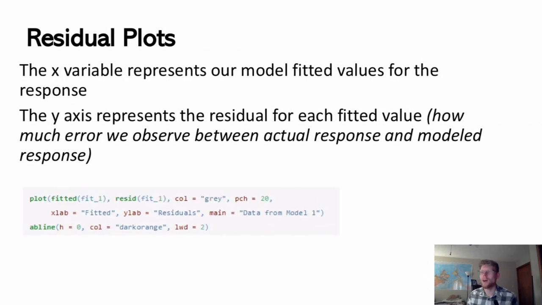So one common visualization method is a residual plot. Regardless of how many predictors I have, I can always look at the distribution of my residuals on a residual plot. What I would do here is plot my fitted values on the x-axis and my residual values on the y-axis, and then draw a horizontal line at h equals 0 to represent residuals equals 0, and I want to see how the residuals are distributed about that line.